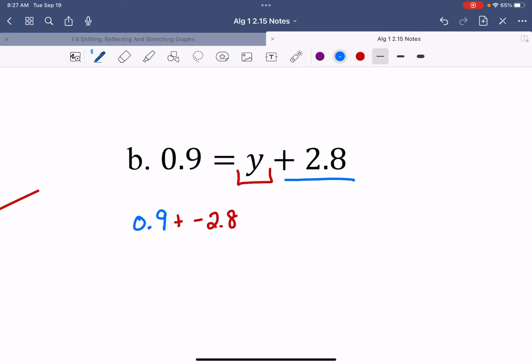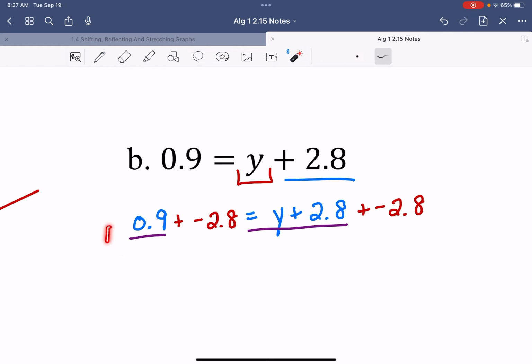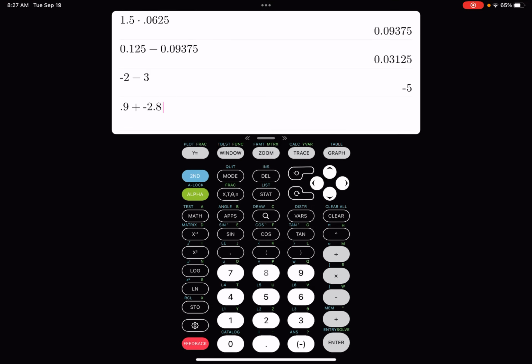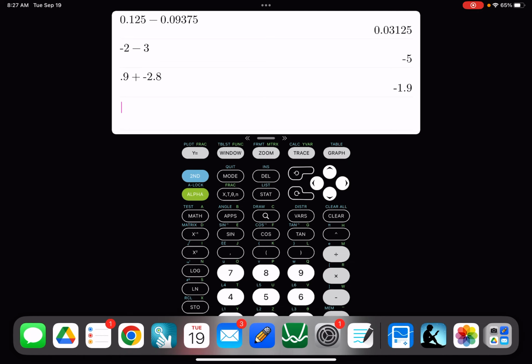Again, notice how I put it on the end. And then y plus 2.8, I'm going to add a negative 2.8. So I took both sides of the equation. There's my original equation right there. And then I added a negative 2.8 to both sides. Because again, it's using that addition property of equality. Okay, and then now, on this left side, I take 0.9 and add a negative 2.8. If I don't know, 0.9 plus a negative 2.8, I get negative 1.9.